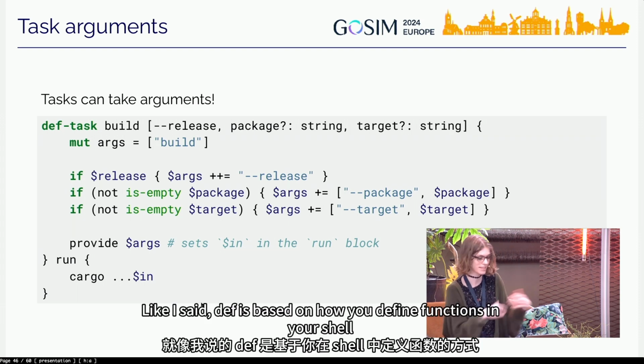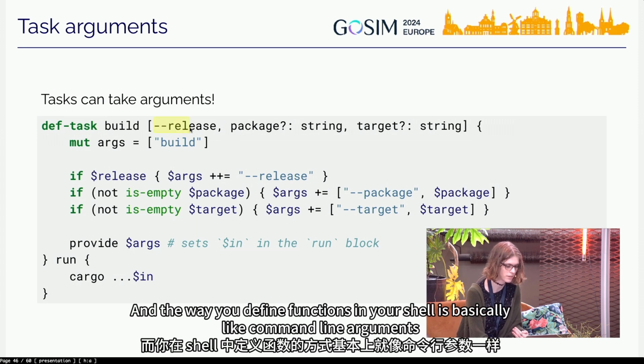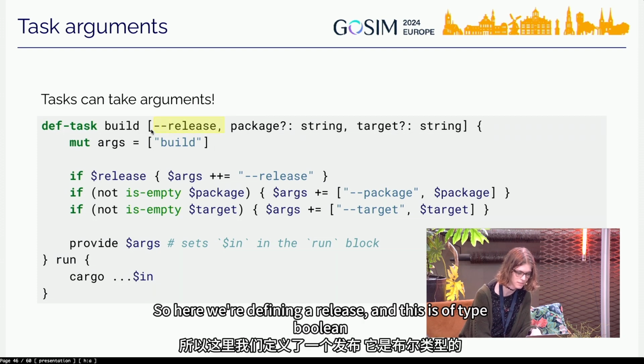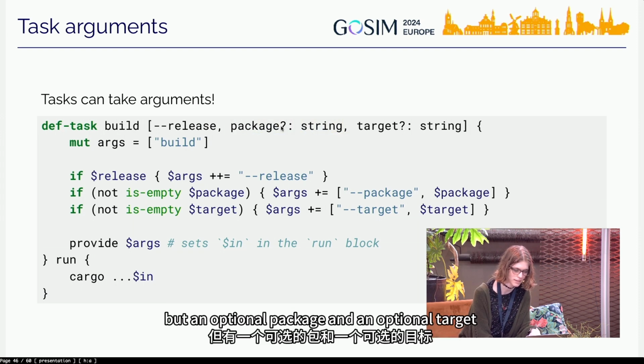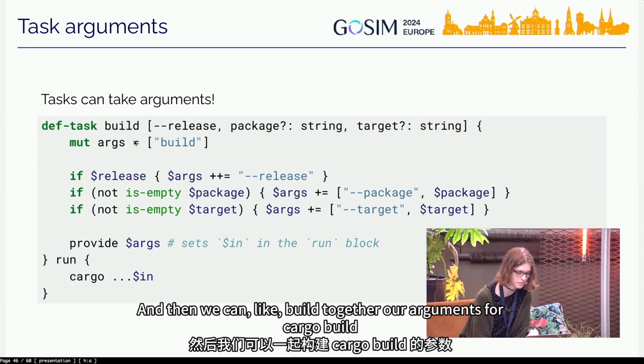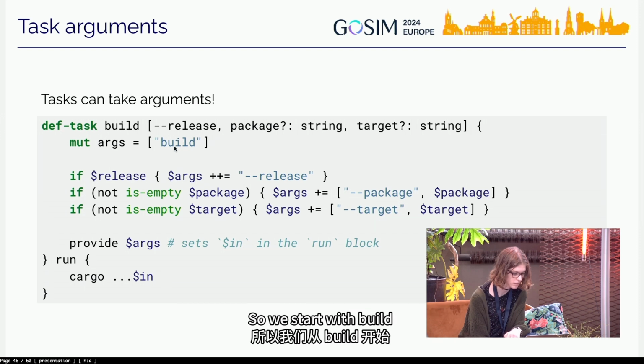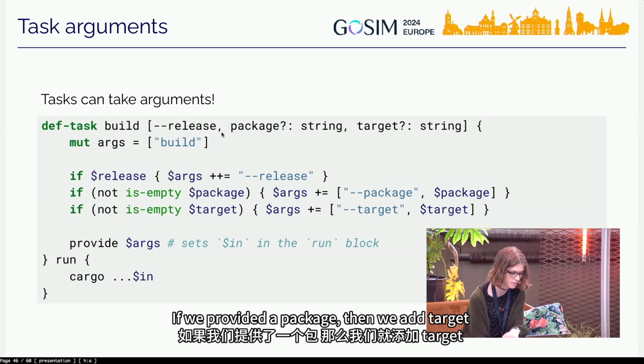Tasks can take arguments. Like I said, def is based on how you define functions in Nushell, and the way you define functions in Nushell is basically like command line arguments. So here we're defining a release flag, and this is of type Boolean. I'm explicitly putting the type here, but also an optional package and an optional target. And we can build together our arguments for cargo build. So we start with build, and if it's release, we add release. If we were provided a package, then we add target.